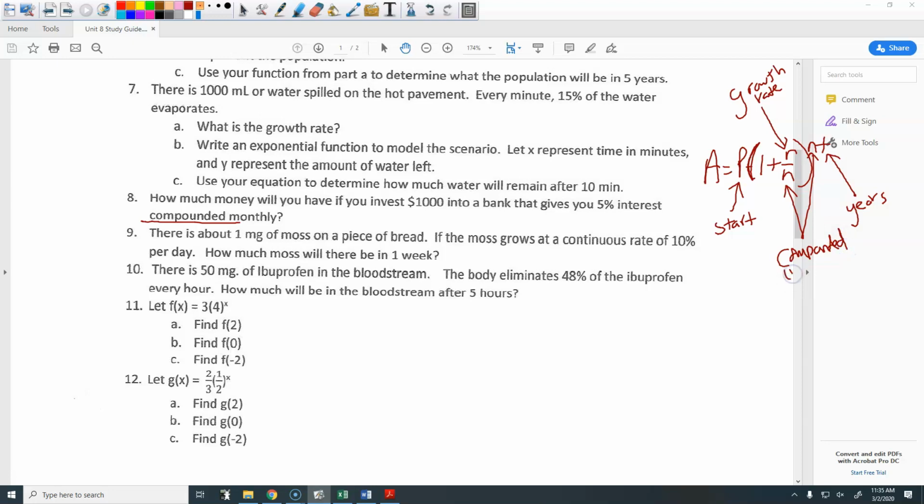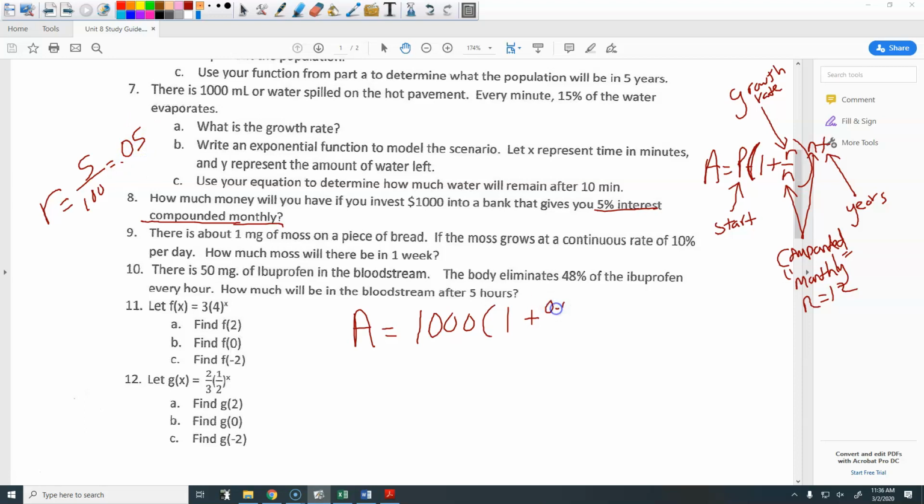Now in this case, the problem says that it's being compounded monthly. And when something is compounded monthly, we just have to ask ourselves how many months are in a year, and that would be 12. Okay, so n is 12 in this problem. So if we were to go through and set it up, we would have A is equal to 1,000, my starting amount of money. And my growth rate, 5%. Remember, you're going to do R equals 5 divided by 100, which is 0.05. And it's being compounded monthly, so we put 12 in these two spots here.